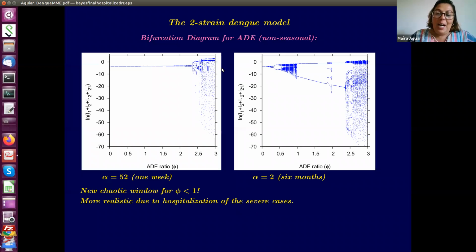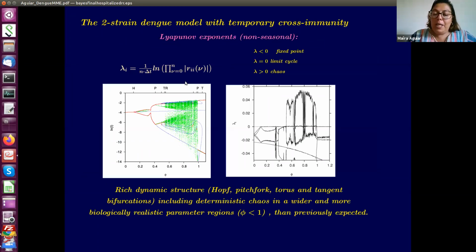So here is the computation of the Lyapunov exponent. Again, the definitions: when all the Lyapunov exponents are negative, we have a fixed point. When one of the Lyapunov exponents reaches 0, you have a limit cycle, so a periodic behavior. And when the Lyapunov exponent is positive, it means that it's chaotic.